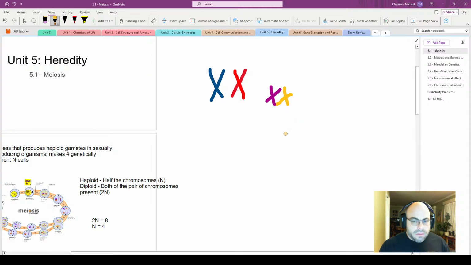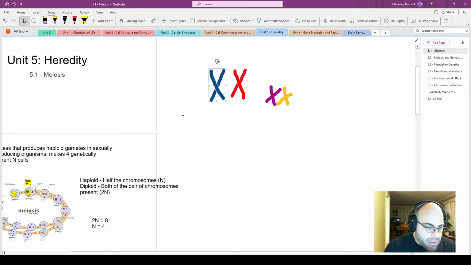And so now I still have 2n equals 4, but each one of those are duplicated, right? And so a couple terms here that we need to get. First of all, these 2 pieces are sister chromatids, right? They're identical to one another. These 2 pieces are identical to one another.